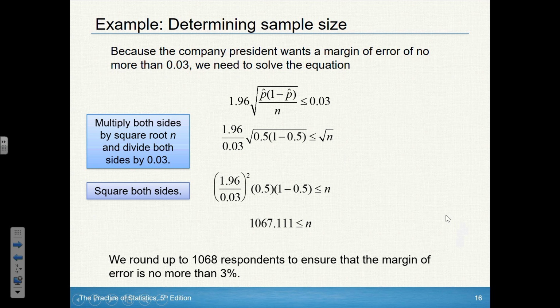So obviously some things could change in here. We could have a different level of confidence. We might know what the p hat might be, or we might actually want a different margin of error. But everything else remains the same as far as just solving the algebraic equation there.